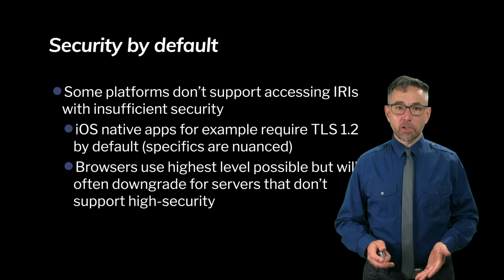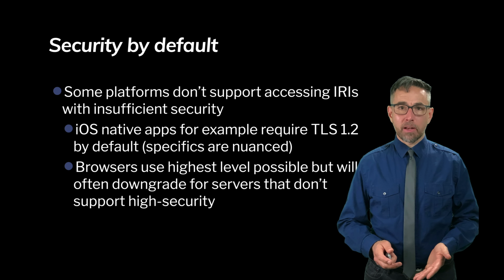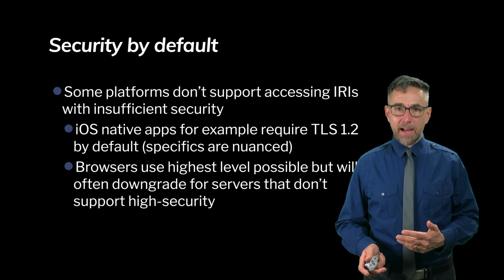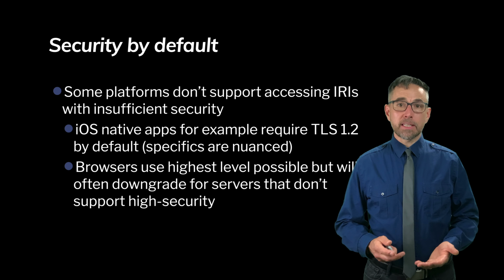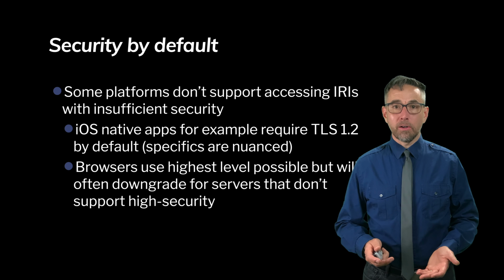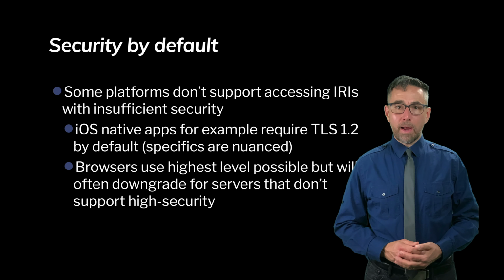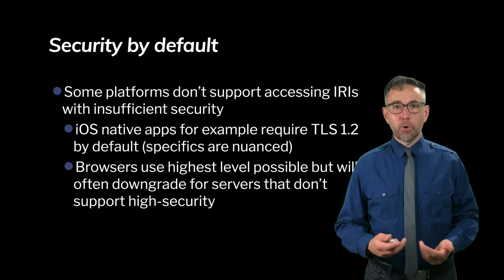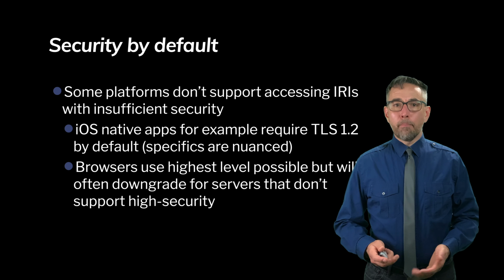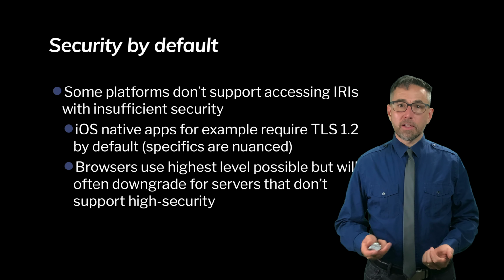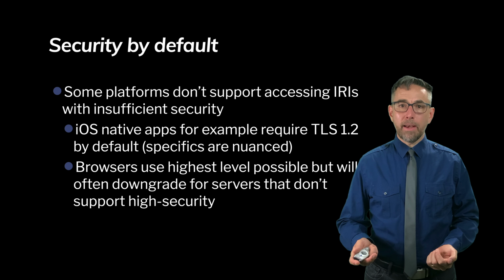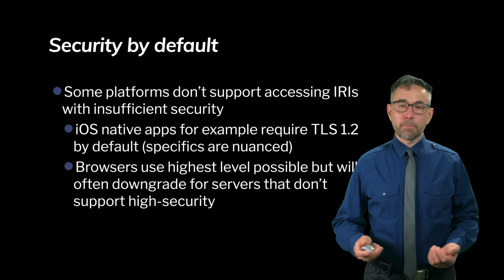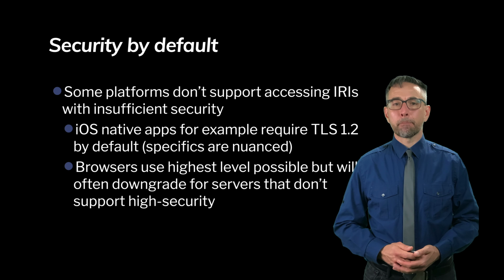Browsers, a special class of applications, are an exception. Whether running on a desktop or on a mobile device, typically browsers will use the highest level of security possible, but will downgrade if the web server doesn't support that. For example, most modern browsers support TLS 1.3. But if you're communicating with a website that only supports TLS 1 or 1.1, then the browser will downgrade and use a lower level of security because the web server can't support anything higher.